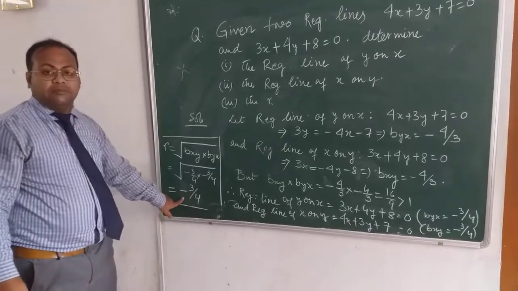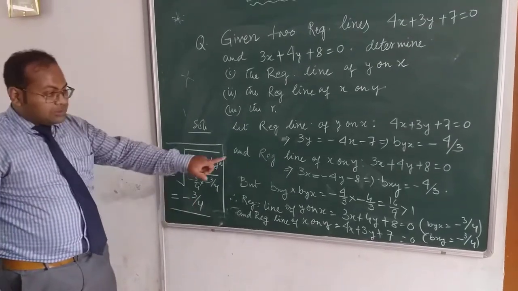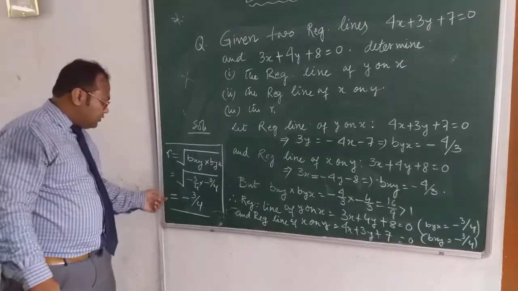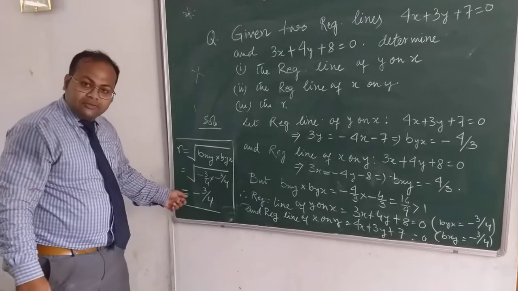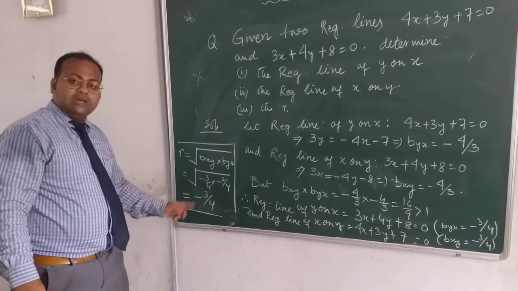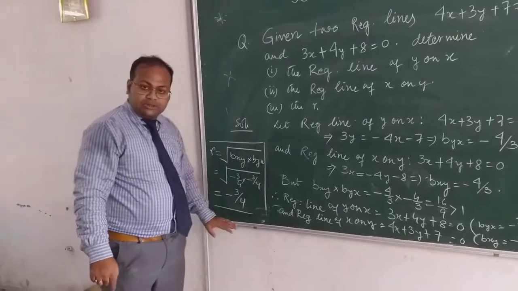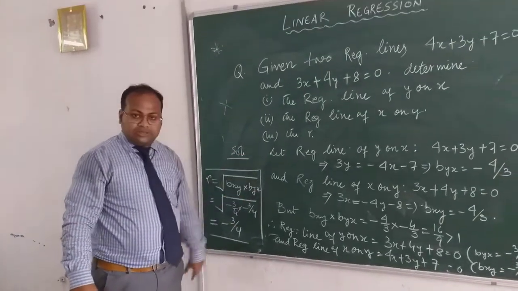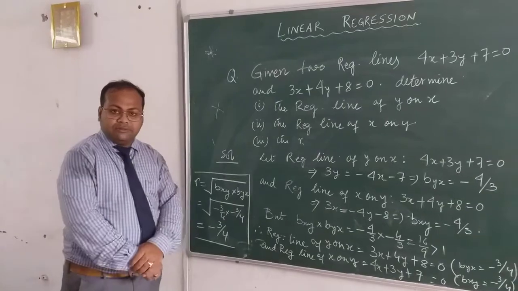But we will not consider the positive one. Why? Because both the regression coefficients are negative. So definitely we will consider r as negative. So therefore this is the actual coefficient of correlation. Now we will show you another sum next.